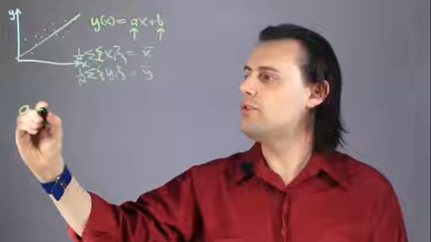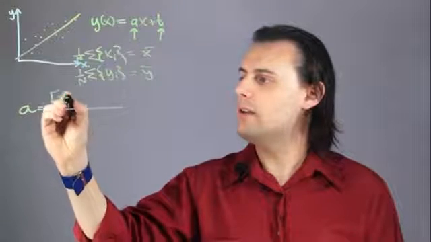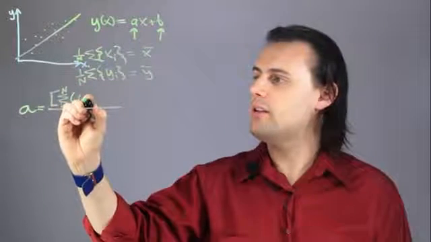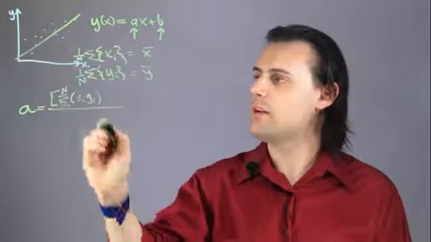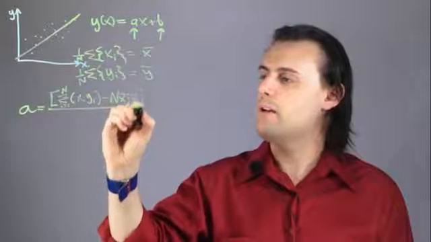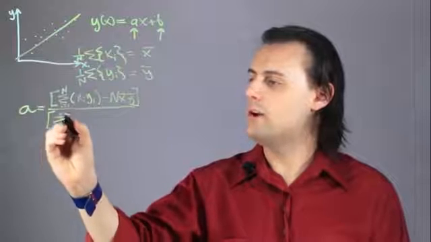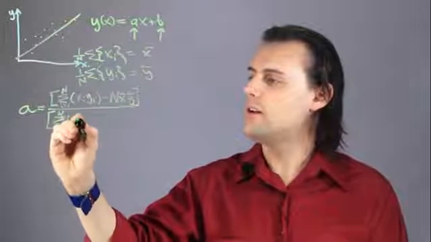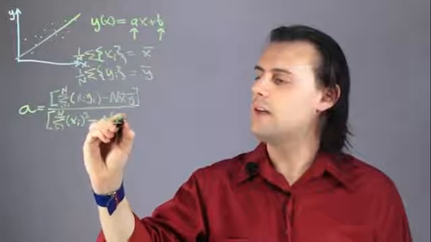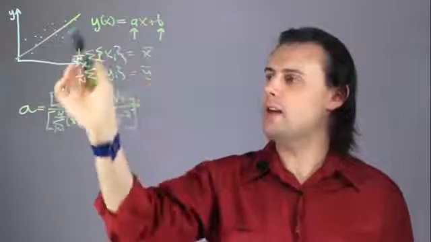A is going to be equal to, in the numerator, the sum from i equals 1 to n, where n is the number of data points, the sum of x_i times y_i minus n times the average in x times the average in y. This whole thing divided by the sum, i going from 1 to n, of course, of x_i squared minus n times x average squared. So this is the equation you would use to determine A for your line of best fit.